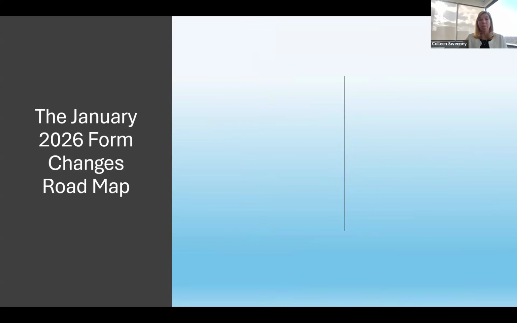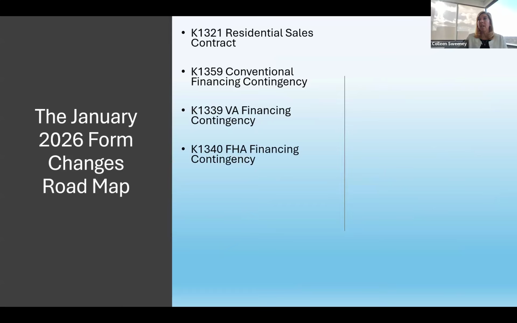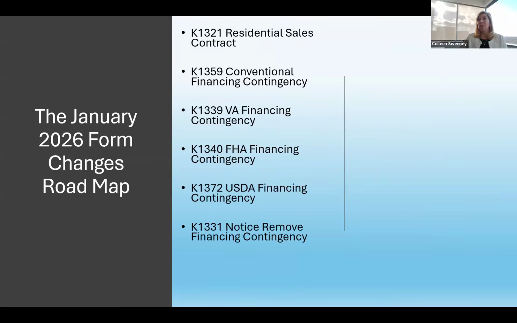All right, so here's the roadmap. I always like to give the roadmap of what we're going to be looking at today. The changes are the residential sales contract, the conventional financing contingency, the VA financing contingency, FHA, and USDA. All of these financing contingencies are going to have the same changes in them, so don't get too overwhelmed by that. 1331, a notice to remove the financing contingency.